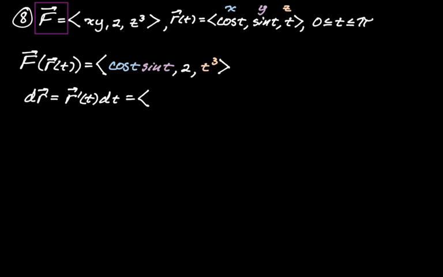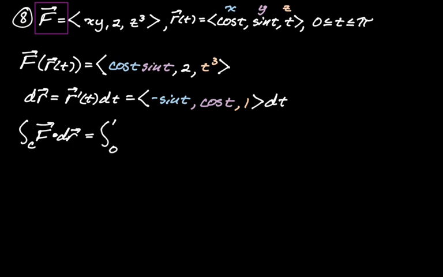So we have to find r prime of t, going back to r. The derivative of cosine is negative sine. The derivative of sine is cosine. The derivative of t is 1. And then there's a dt. All right, so the line integral along C of f dot dr is going to be the actual dot product. I'm just going to start doing them, right? The dot product here is going to be cosine t sine t times negative sine t, which is negative. So we're doing the integral from 0 to pi. You get negative cosine sine squared, and then you'll get 2 cosine, and then you'll get t cubed. So doing the dot product.